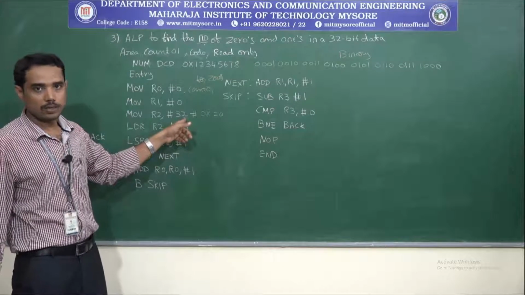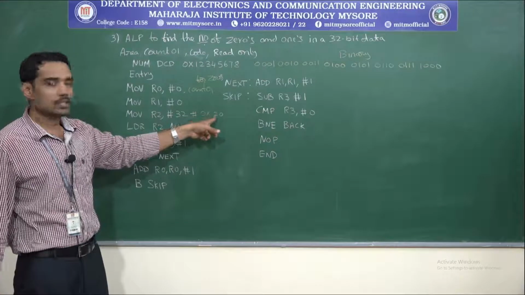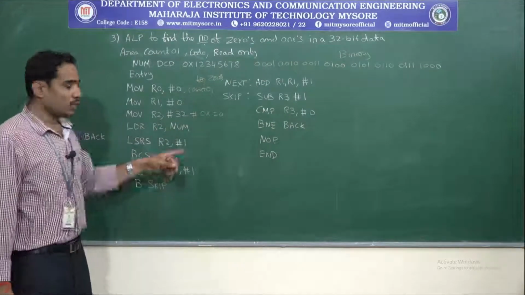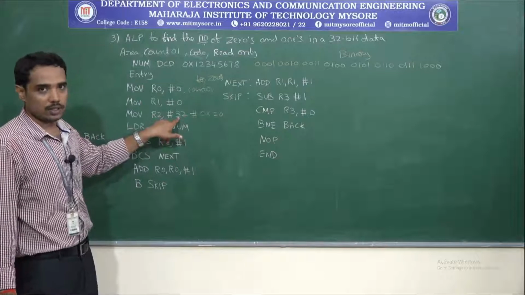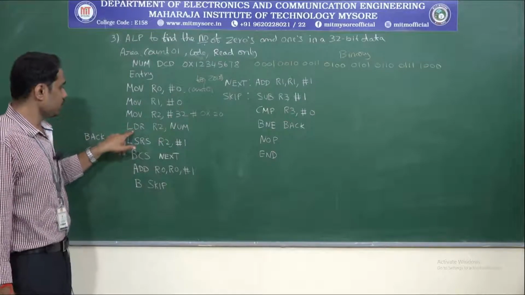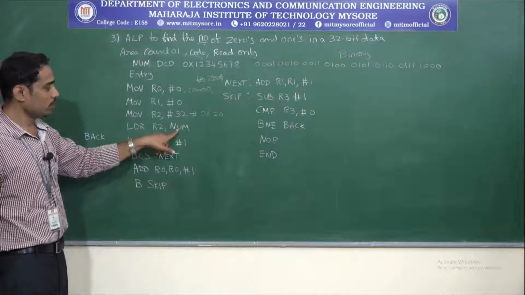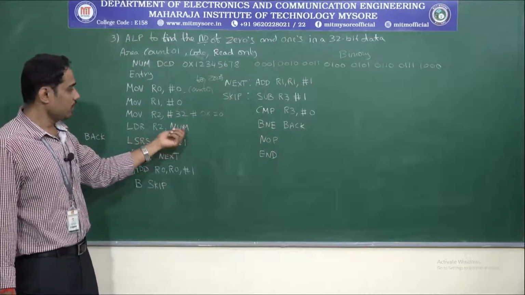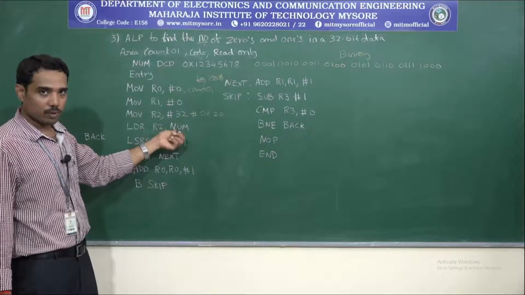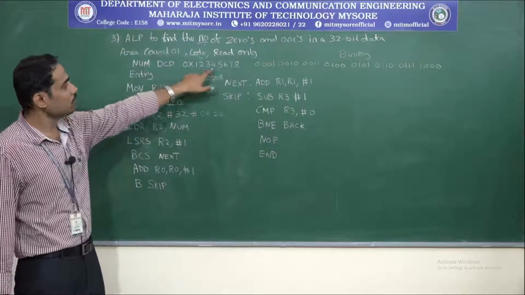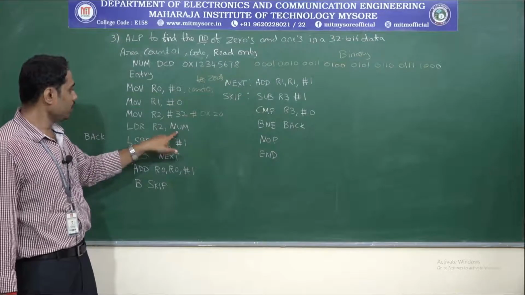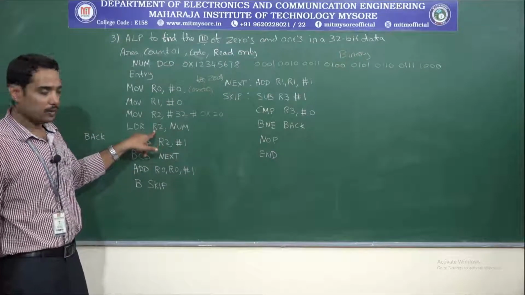The hexadecimal value for 32 is 20. If you want, you can use 0x20 or you can use 32. Both are acceptable. And next, LDR R2, num. We are getting the value from memory with respect to the variable num, that is referring to the 1, 2, 3, 4, 5, 6, 7, 8, and then we are storing into R2.